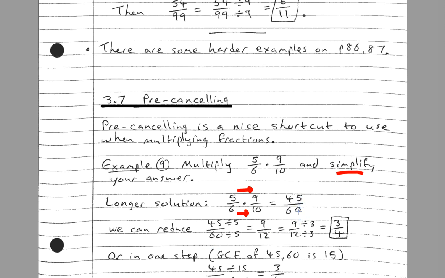You can see any number that ends in 5 or 0 has to have 5 as a factor. So we can reduce this by canceling 5's. So 45 divided by 5 is 9. 60 divided by 5 is 12. Okay, is this the answer? Not quite. We can reduce it some more, so they still have a 3 in common. So 9 divided by 3 is 3. 12 divided by 3 is 4. Okay, now it's in lowest terms.